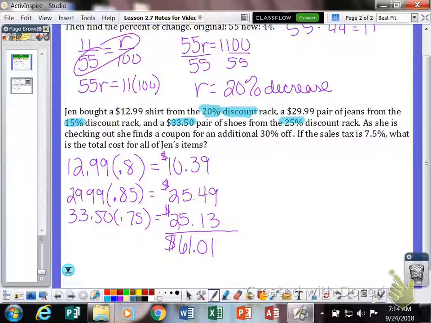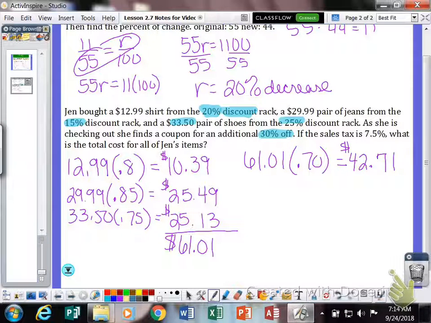Now she has an additional coupon for 30% off of this price. So which means she's paying for 70% because she's saving 30%. So we're going to take what she's going to pay, $61.01, and multiply that by 70%, or 0.7. And this comes to $42.71. Now she has to pay sales tax, so that's in addition.